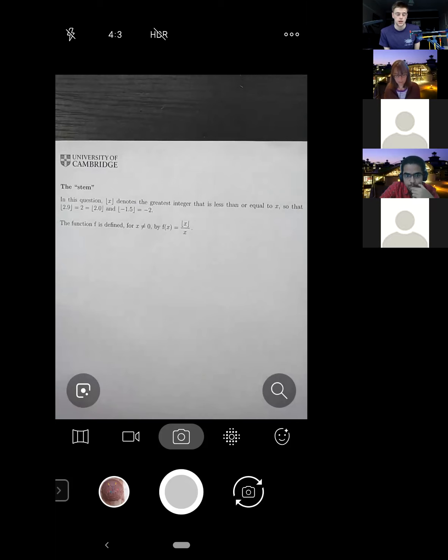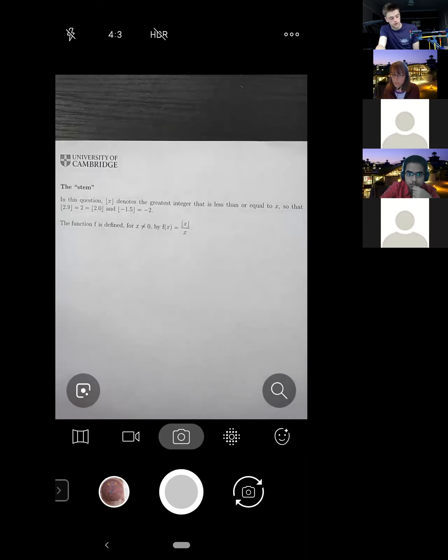Okay, so when we read floor of x, it denotes the greatest integer less than or equal to x, and then we've got some examples here. So with an integer, floor of that integer is just going to be that integer because it is the greatest integer less than or equal to itself. For a positive number like 4.7, it's going to be 4, and for a negative number, say minus 1.5, it's going to be minus 2.